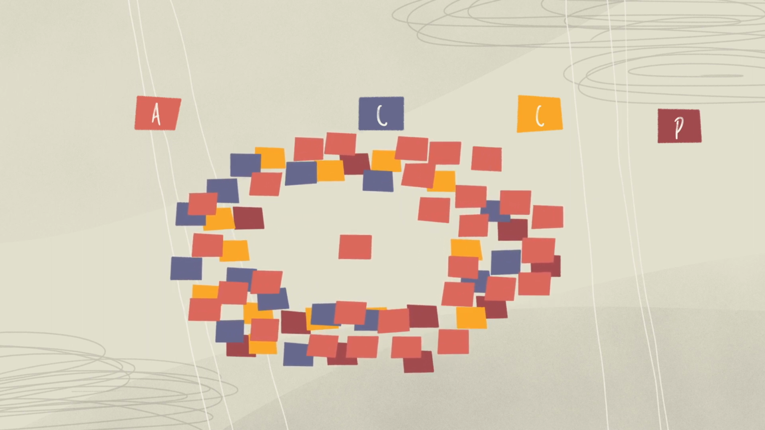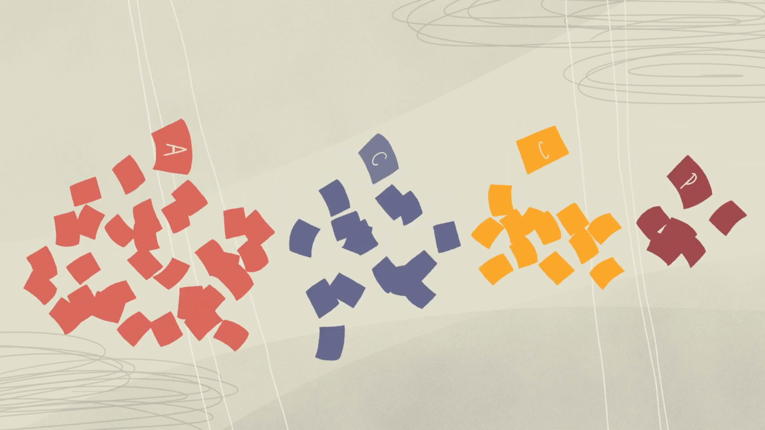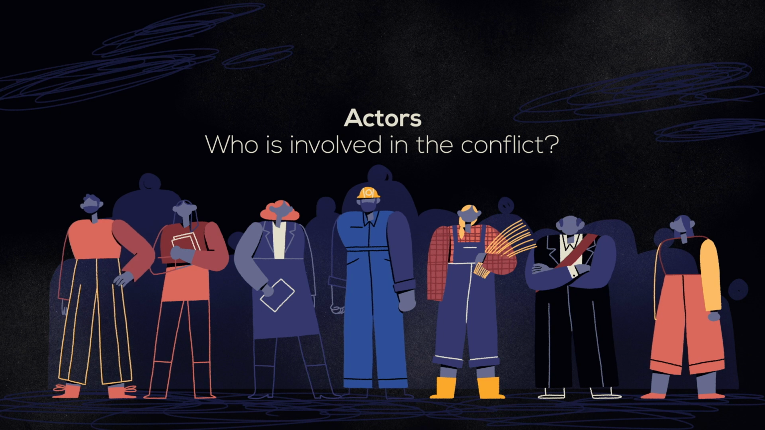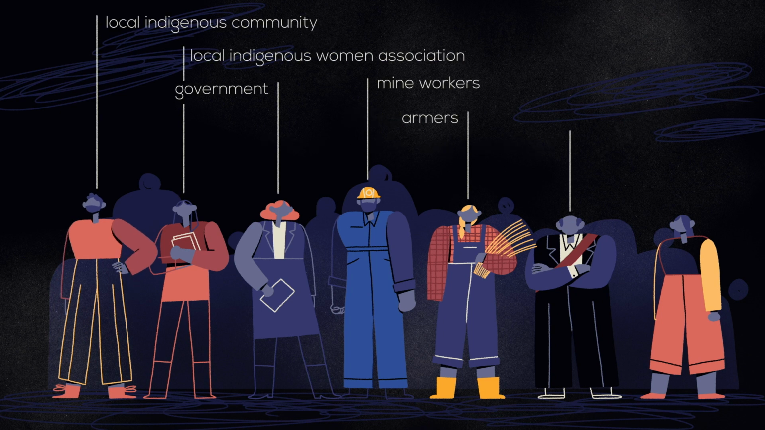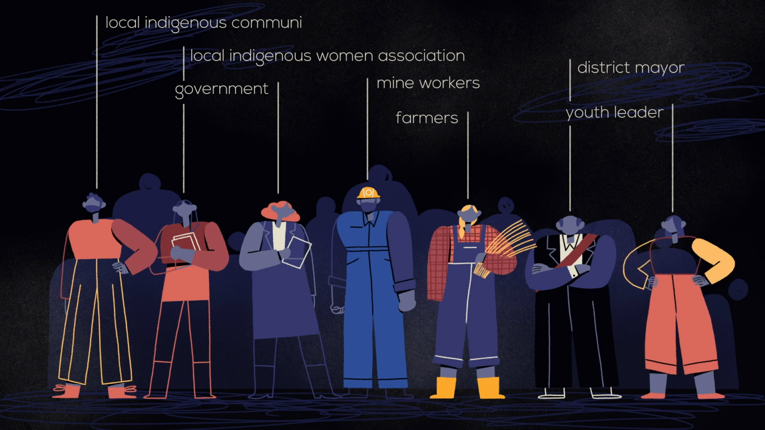You want to end up with a simple but comprehensive overview to which you must always come back and revise as needed. Now, let's have a look at the 4 different baskets and how to fill them. Actors. Who is involved in the conflict? Identify all the actors that are involved in and are affected by the conflict.